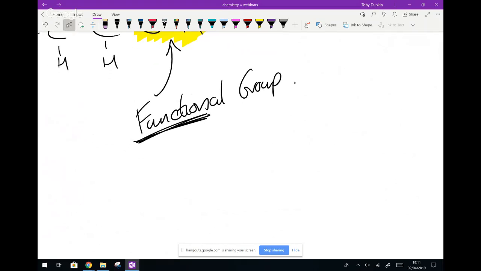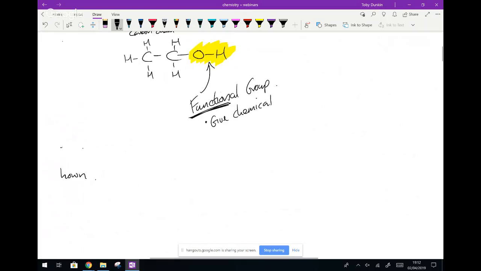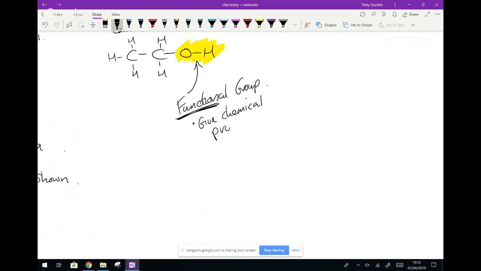But what this functional group does is it decides, it gives chemical properties. So if I drink any substance that has an OH group, I will get drunk. That is one of the fundamental properties of a functional group. It decides how something is going to behave. It gives chemical properties. That's what it does.